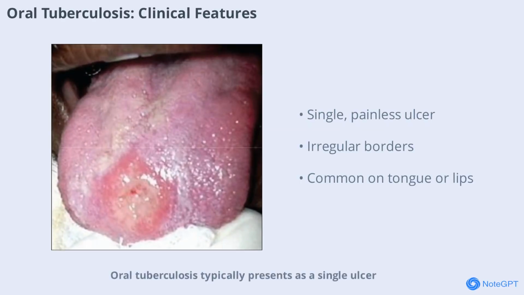Oral tuberculosis typically presents as a single ulcer, most often on the dorsal surface of the tongue or the lips. The ulcer has irregular, ragged borders, is usually painless, and has a granular base that resembles glue. Regional lymph nodes may be enlarged. In patients with HIV/AIDS, multiple oral lesions may be present. These ulcers are often mistaken for other conditions, making clinical suspicion and proper diagnosis essential.